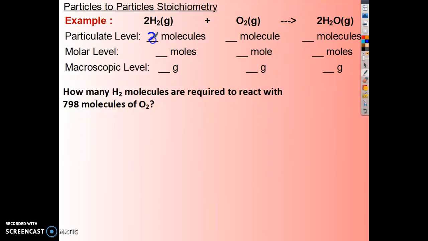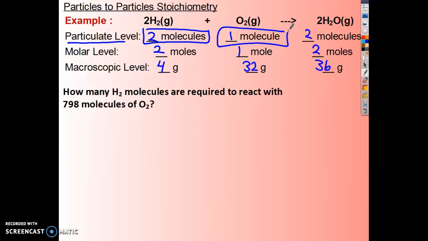So, I keep having to fill this in. Alright, if I have this question which says how many hydrogen molecules are required to react with 798 molecules of oxygen, I can take my particulate level, which is the level that involves molecules. So I'm going to take hydrogen and oxygen in order to set up my conversion factor. So I've got my 798 molecules of O2. That means I'm going to want my O2 to be in the denominator.